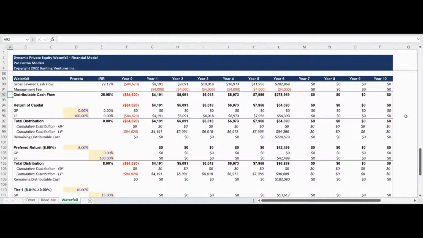The return of capital will provide a 0% internal rate of return as the limited partners are receiving back their invested capital with no return. The next tier of the waterfall model provides a preferred return to limited partners. The model example is utilizing an 8% preferred return to limited partners.